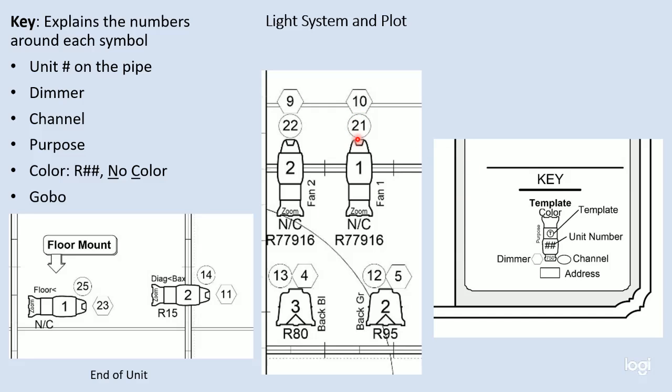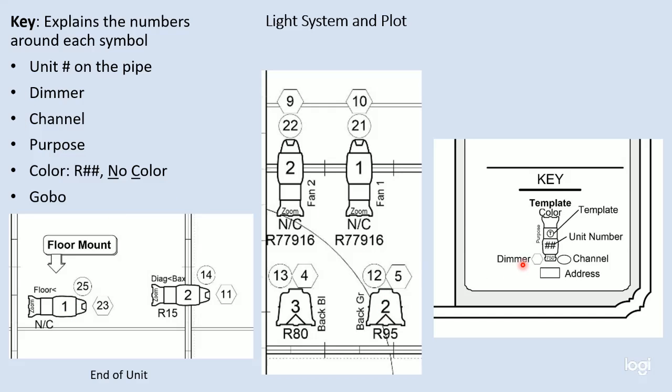So on the light board, if I turn on channel number 21, it actually activates dimmer number 10 and turns this light on. The same thing applies down here. If I turn on channel number 12 at the light board, it activates dimmer number 5 and turns this light on. And the same thing over here for channel number 13, and it will activate dimmer number 4, right? And so channels and dimmers.